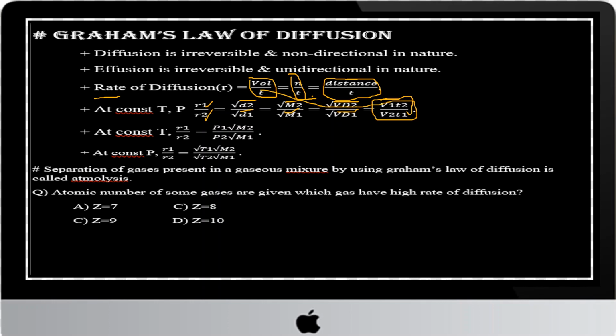This can be derived from this, based on moles and density. These two you should remember, and you should remember these terms. Then you can easily do the numericals based on Graham's law of diffusion. At constant temperature, rate of diffusion R1 by R2 is given by P1 by P2 into root over M2 by root over M1. You should remember this. At constant pressure, R1 by R2 equals root T1 by root T2, this is one term, into root M2 by root M1, this is another term. Remember like this.